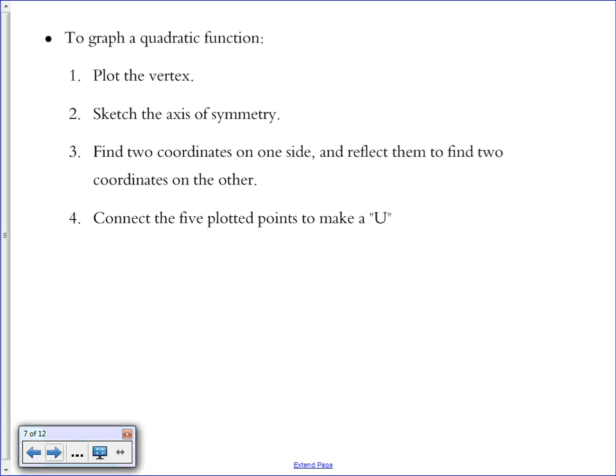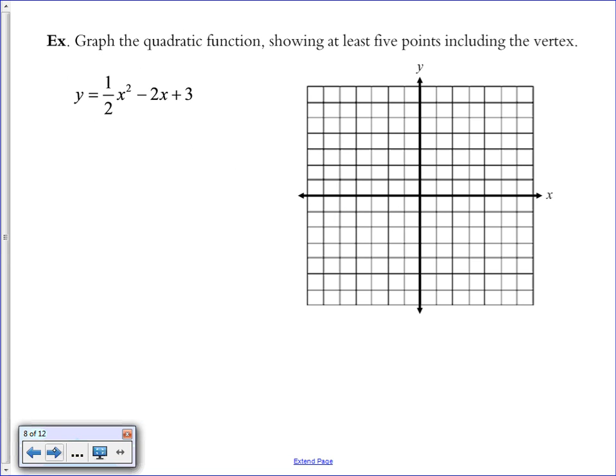And then I can just reflect those 2 points across the symmetry to find the other 2 coordinates that line up with it. And then you have 5 dots that you can connect to make the U. So here's the steps. Pause and record these, and then we'll go on and actually do this with an example on the next slide.